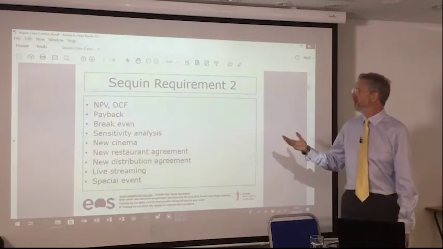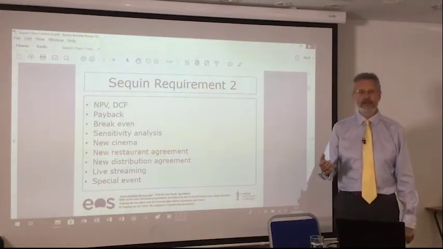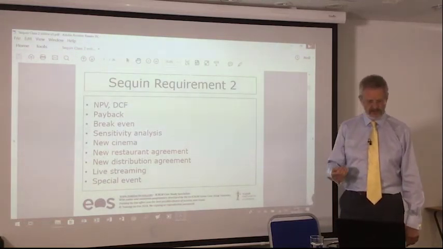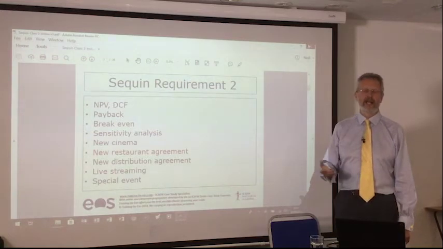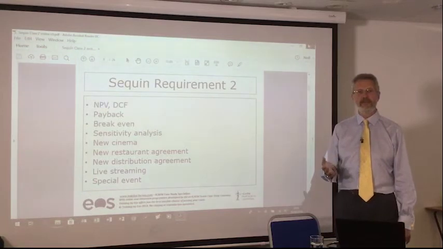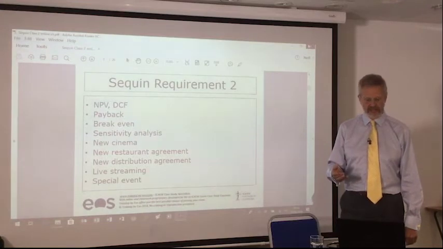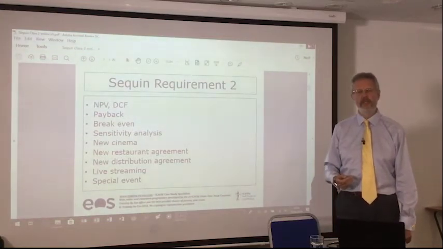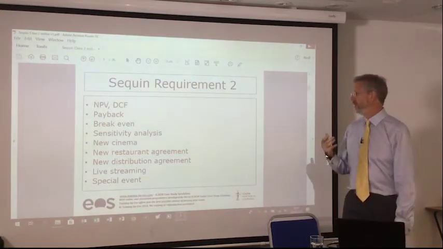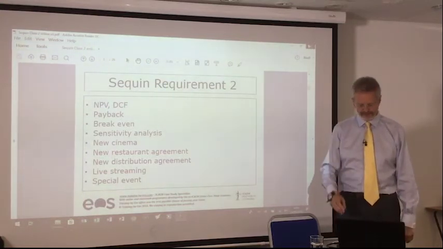Remember, Sequin's requirement 2 is going to make use of 4 different techniques: the discounting ones, payback, break-even, and sensitivity analysis. And it can be applied to 5 different possible scenarios. There's a 5th that I've added since we spoke last week, which is the new restaurant agreement with Jewel. The others you've already seen: new cinema, new distribution agreement, live streaming, and a special event.